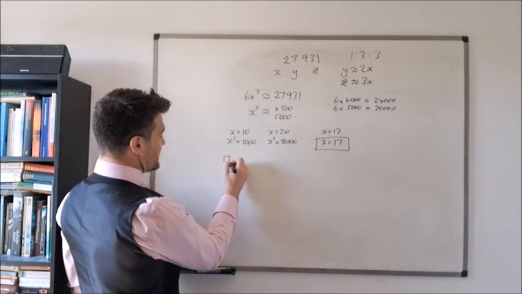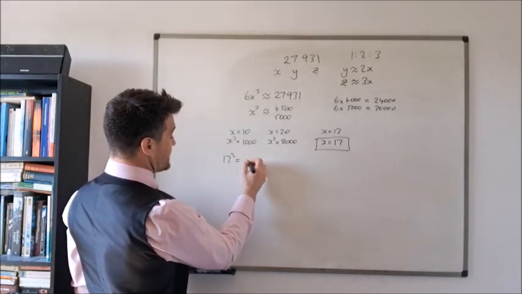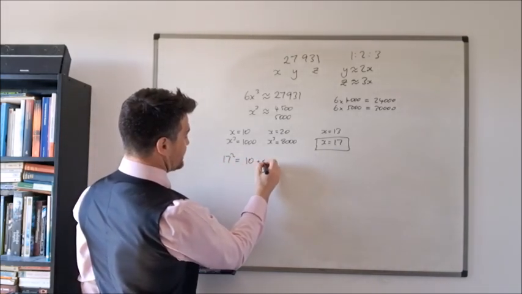So what is 17 cubed? Well, 17 squared is, well, I don't know off the top of my head. 10 plus 5.